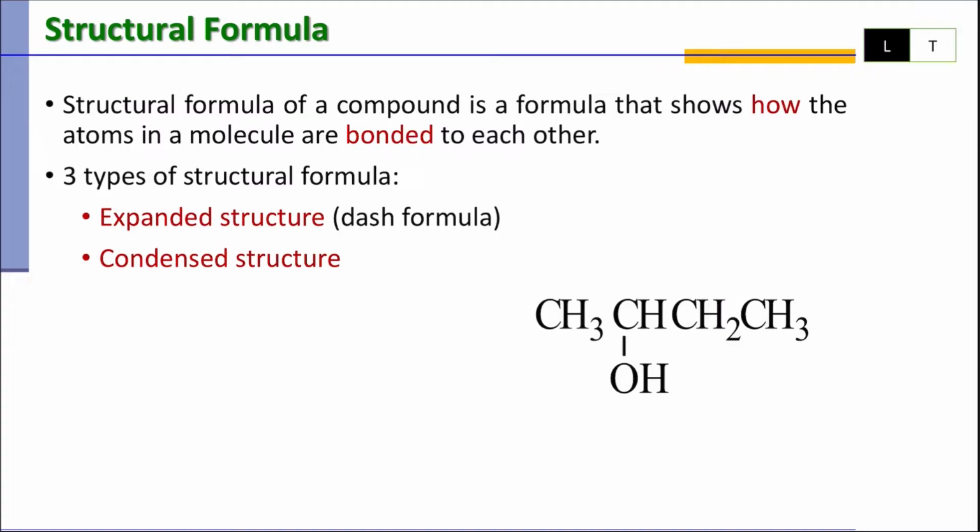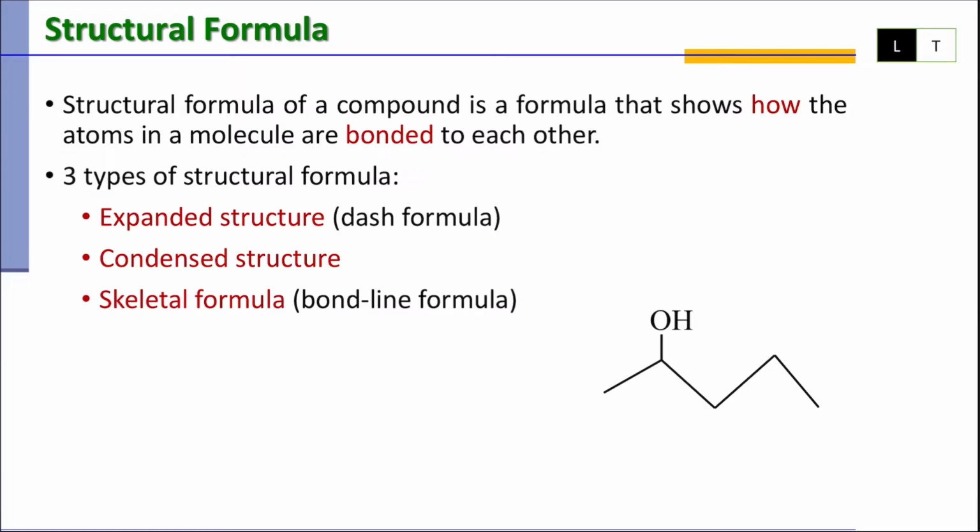Next we have condensed structure. This is example for condensed structure. Dia ada a few regulations and rules yang awak kena follow. For example, kita takkan tunjuk bond antara carbon dan hydrogen, tapi kita tunjuk bond untuk functional group macam this one, hydroxyl group. So nanti kita akan belajar dengan lebih mendalam for this part.